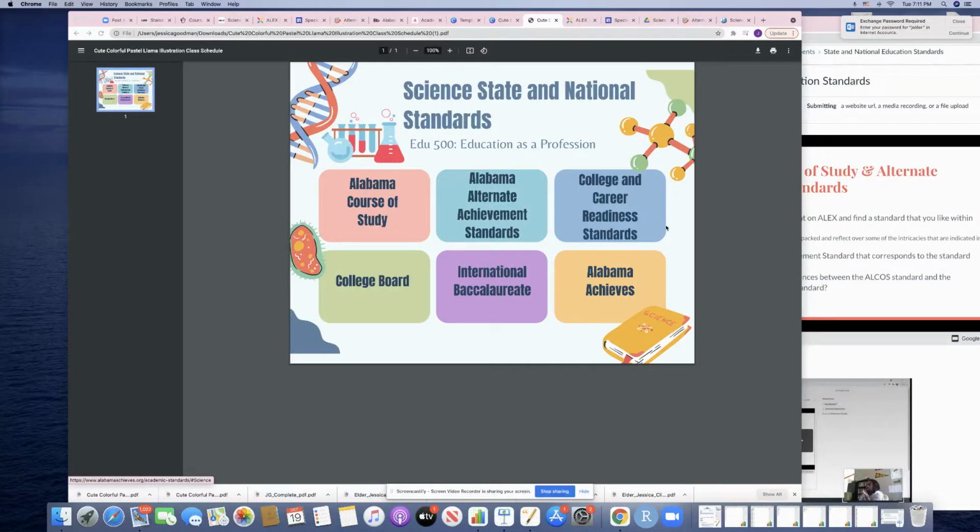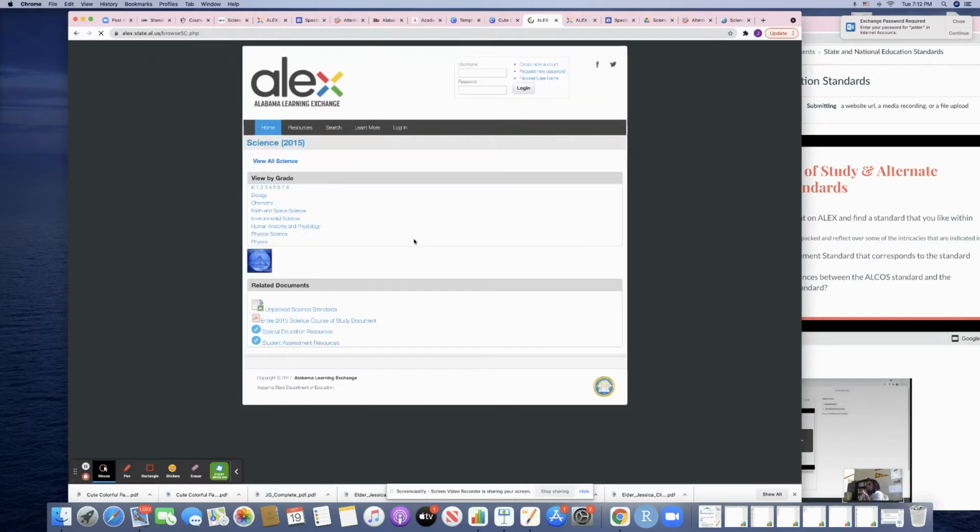So what I created here is a job aid for science teachers. It's the science state and national standards. And each one of these boxes corresponds and will send you to a link with this information on it. So the first one we'll look at is the Alabama course of study. When you click on here, it's going to take you to the Alabama course of study for science.